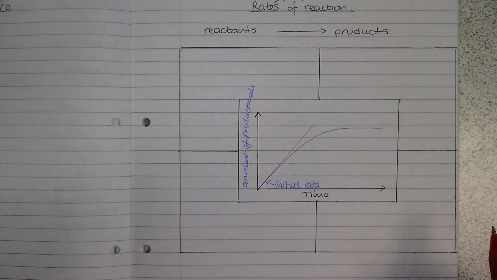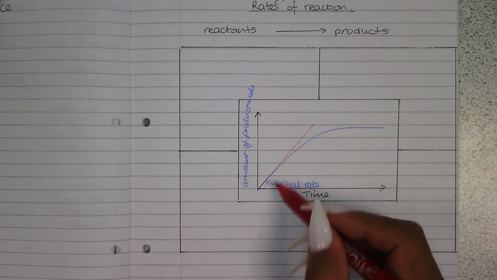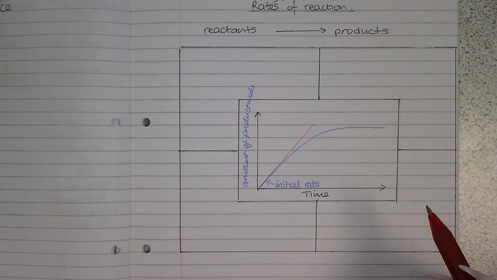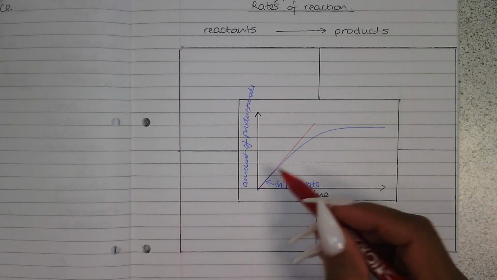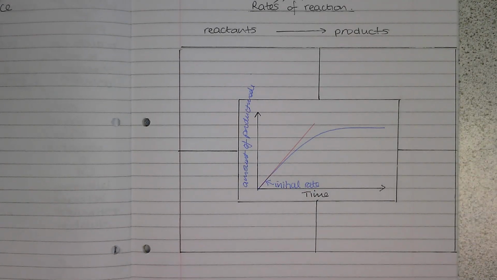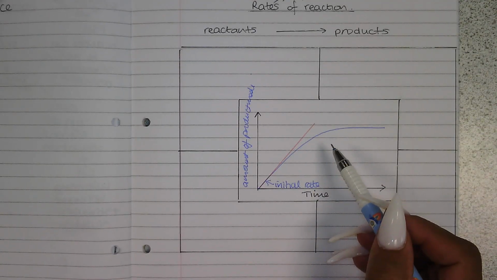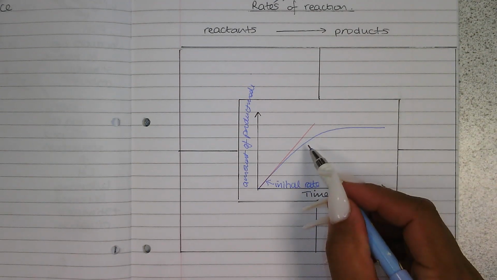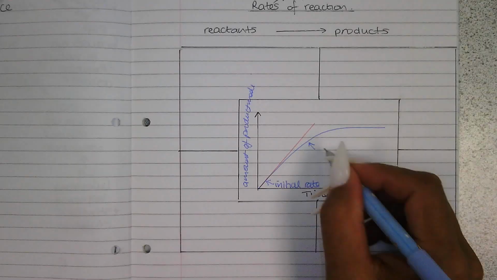So the steepness, or the gradient of the line, is how we work out the rate of the reaction. If we're looking at the initial rate, we're looking at the steepness of the gradient at the first few minutes or seconds of the reaction. What we can see is, as the reaction continues, the steepness of the line decreases. As the line curves and the steepness decreases, the reaction here is slowing down.